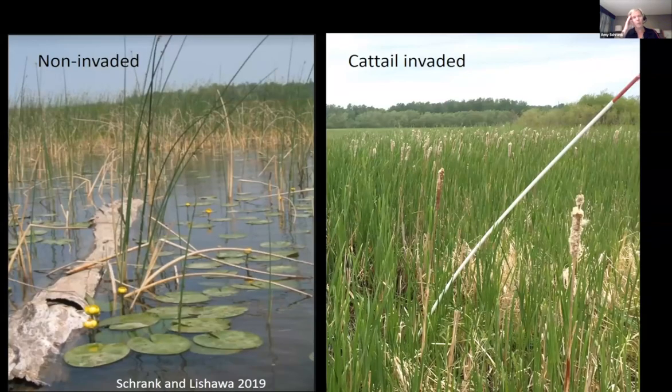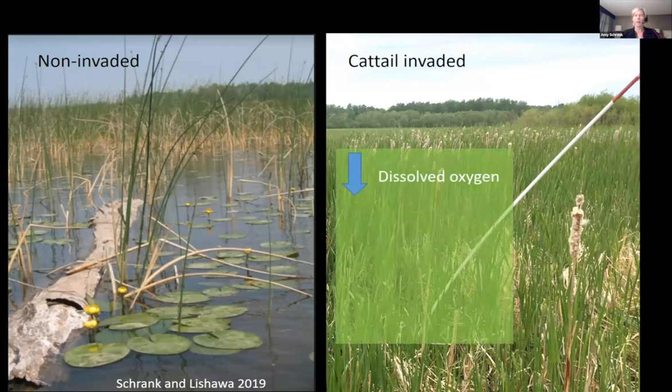So some of the early work we did on cattail in the Great Lakes, we compared non-invaded nearshore lake regions to cattail invaded regions. And what we found is that when cattail invades, you see reduced dissolved oxygen in these areas, reduced plant diversity, reduced fish abundance, and reduced fish diversity. So generally, hybrid cattail is not so great for a nearshore lake ecosystem. And we know that from the Great Lakes.